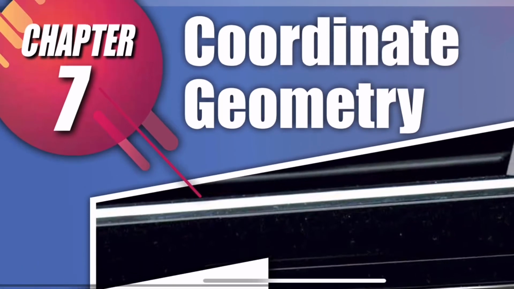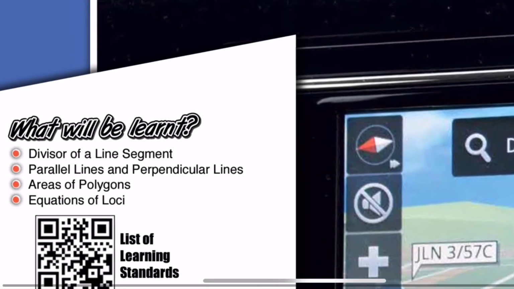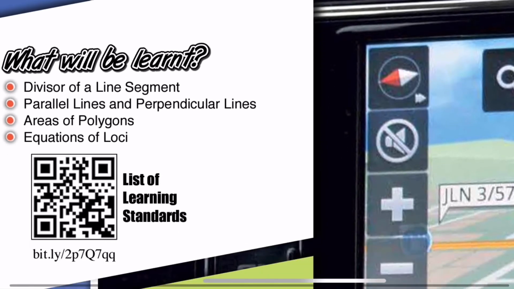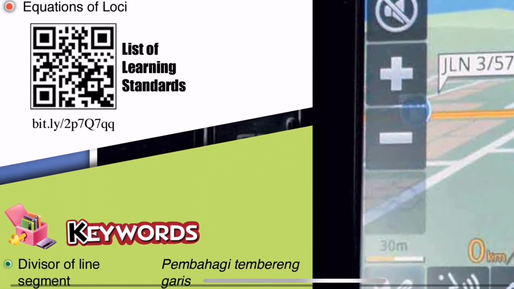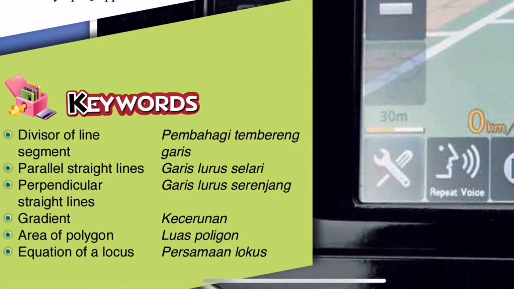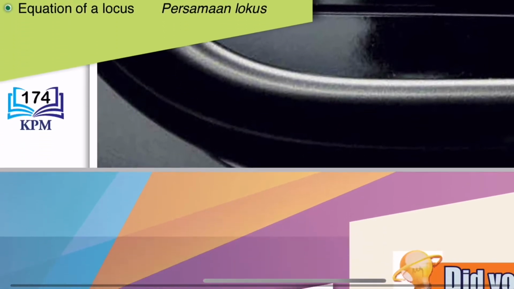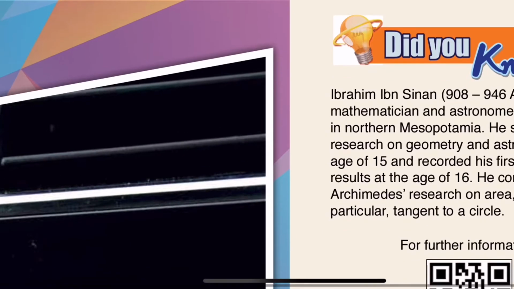Chapter 7, Coordinate Geometry, is a topic that will be learned by KBSM students and also KSSM Form 4 students. First of all, you will learn divisor of line segment, or we call it the ratio theorem for KBSM, and also we learn parallel lines and perpendicular lines. Today we will focus on parallel lines and perpendicular lines, and the concept of the gradient of the straight line.